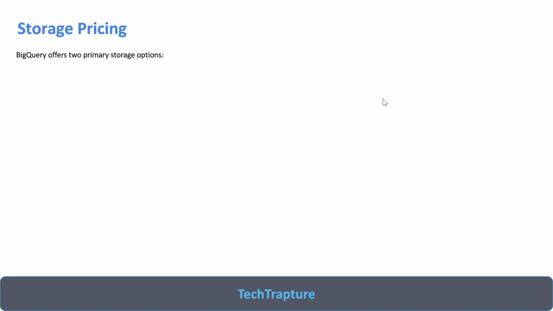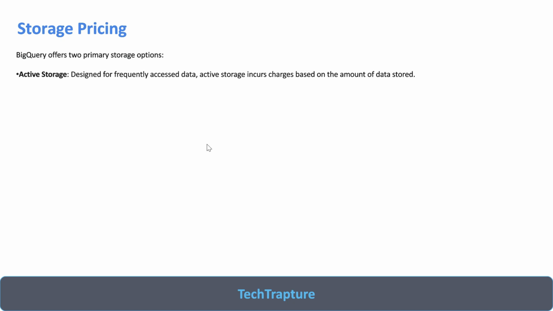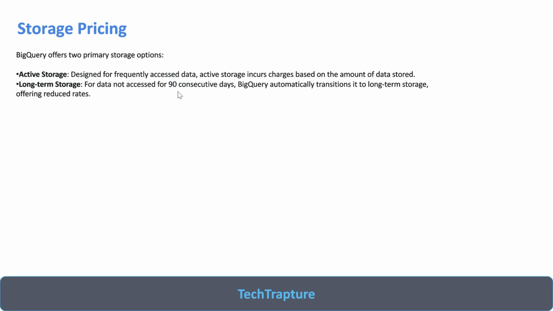So BigQuery offers two primary storage options, okay, so how we are storing the data. First is active storage. Let's say we have some table, some data which is frequently used. Okay, so that is considered as the active storage. So how frequently? You can check, it is 90 consecutive days. If your data is not used for 90 days, it's considered as long-term storage. The active storage means your data is kept accessed throughout the 90 days. And BigQuery automatically transitions it to long-term storage if our data is not accessed for the 90 days.